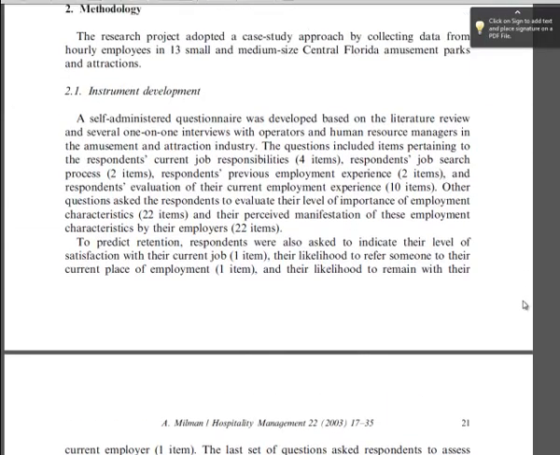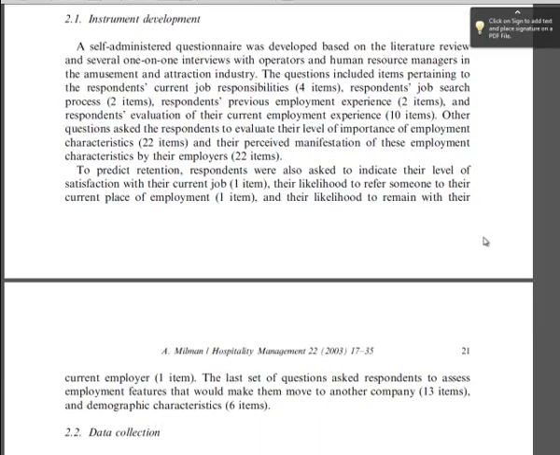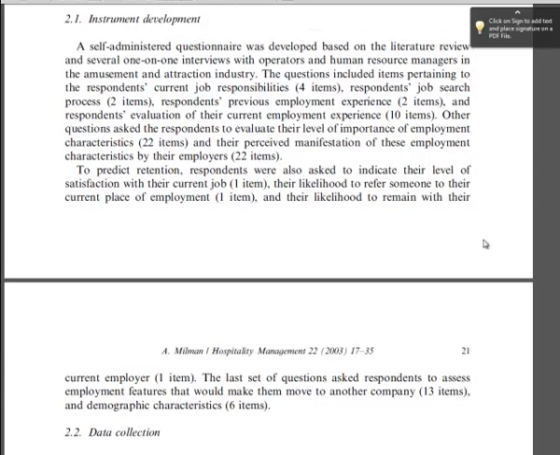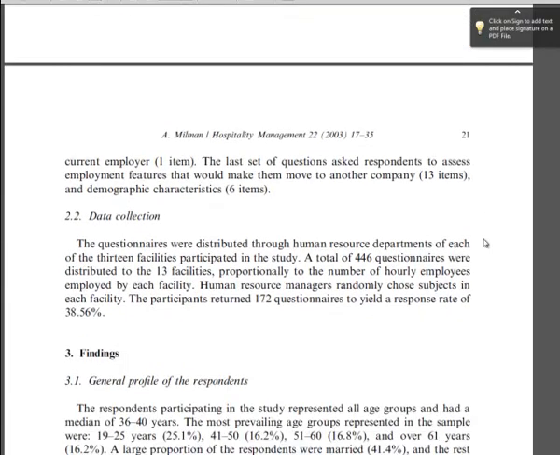So it starts out with the fact they were at 13 facilities, Central Florida amusement parks and attractions. It does give a pretty good idea about the instrument, but he didn't talk about how it was scored, who wrote it, how did they find it. So there's several things that they probably left out there. What he calls data collection, I would have probably called procedures. Maybe talk about a couple other things in here.